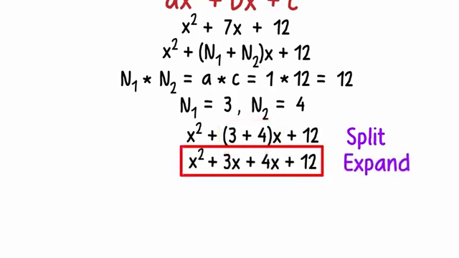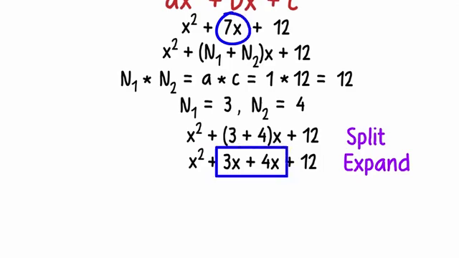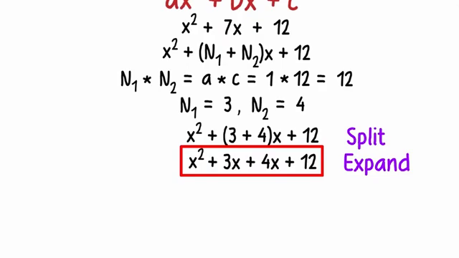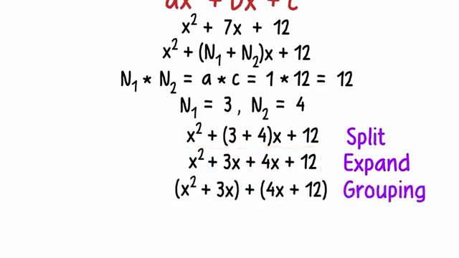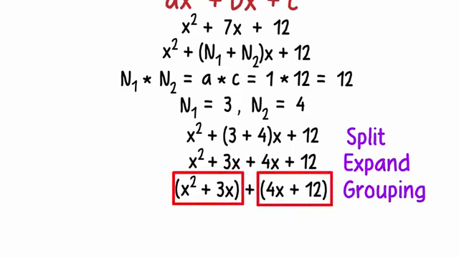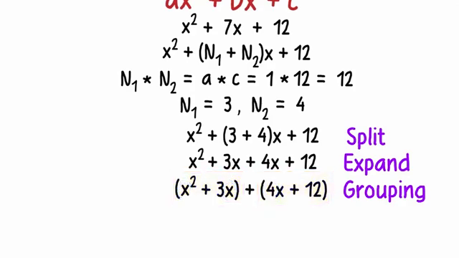3 plus 4 is 7 and 3 times 4 is 12, so the polynomial can be written like this. The middle term after expansion will look something like this. What we have done here is split the middle term. 7x was written as 3x plus 4x, and how does this help after expansion? We group the terms like this.